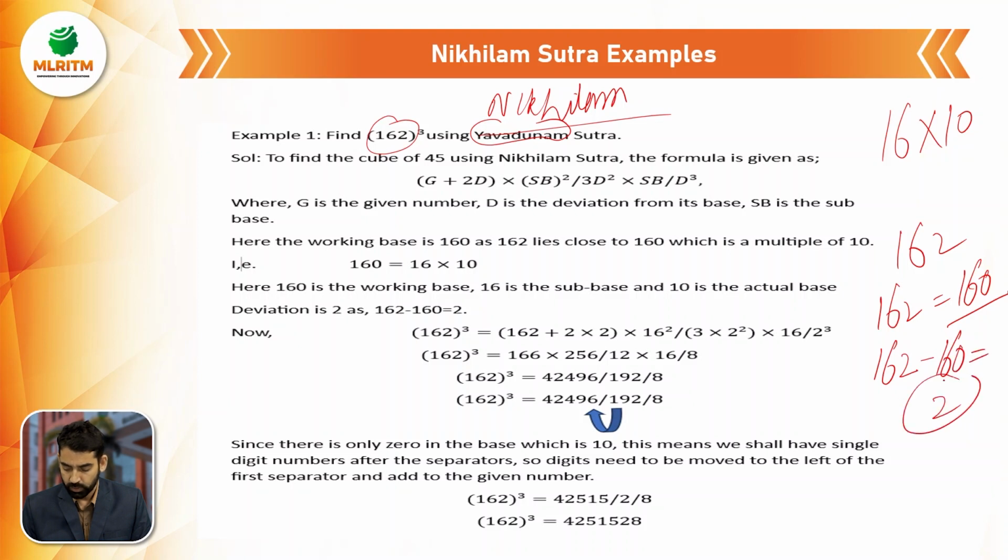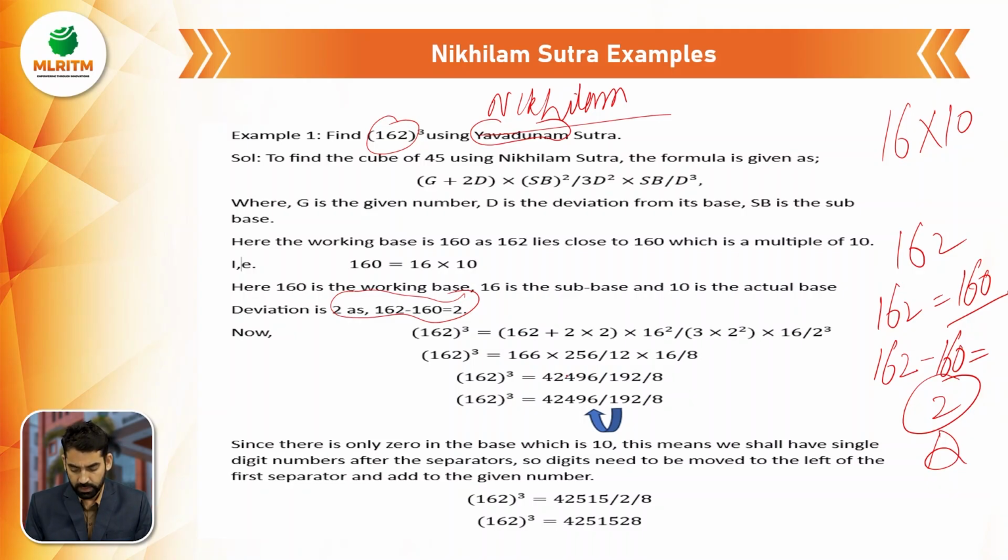That means 2 is the deviation. So we are able to find here the deviation, which is 2. Here we have given 162 minus 160 equals 2. Now to calculate the cube of 162, we put the values: the given number, the deviation, the base, the sub-base value, and calculate the values.